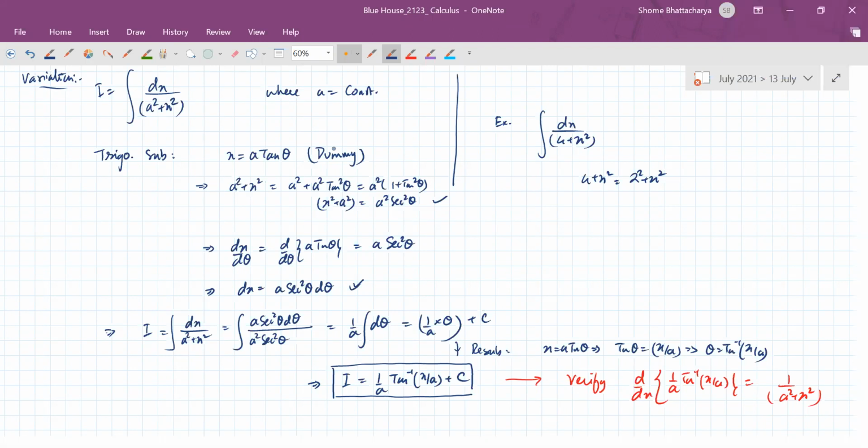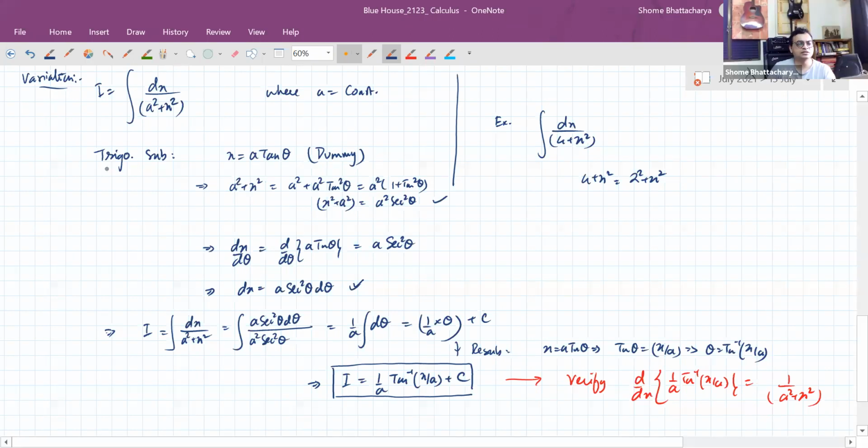Okay, sir. So that's why we call this type of substitution a trigonometric substitution, because we have substituted x in terms of a trigonometric function of the dummy variable. The tan theta is a trigonometric function of the dummy variable theta. Now the difference is, in the first one we did the standard form, it was dx upon 1 plus x square. So we substituted x as just tan theta. Here it's dx upon a square plus x square, where a is any constant. So that's why we are now substituting x as a tan theta instead of tan theta, so that we can get rid of that a square in the denominator.